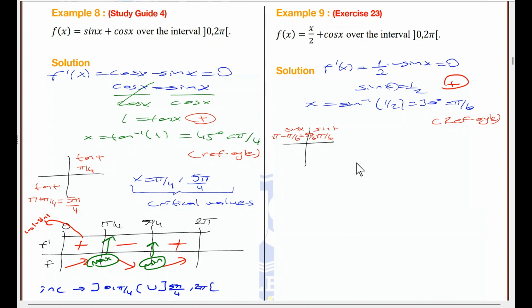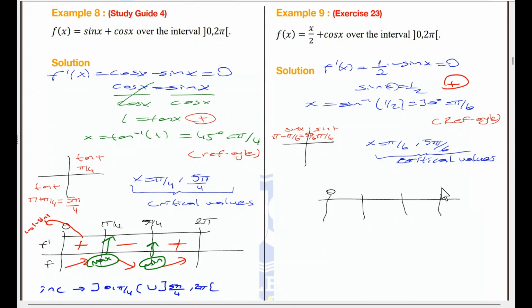So x equals pi over 6 and 5 pi over 6 are critical values. Now it's time to make the table by using those two. From 0 to 2 pi, in between pi over 6 and 5 pi over 6, f prime and f. So let's determine the signs for each region.